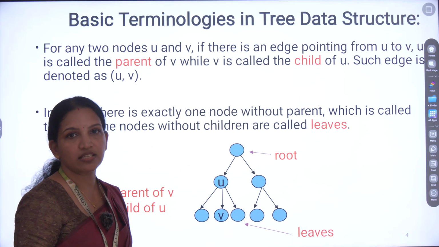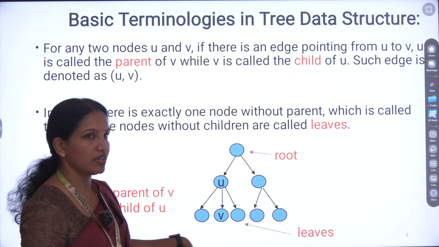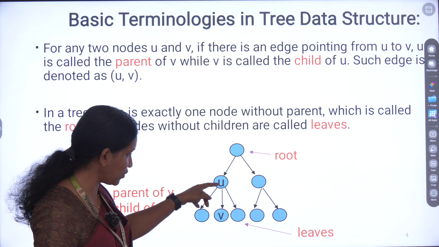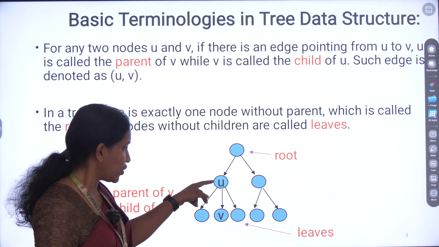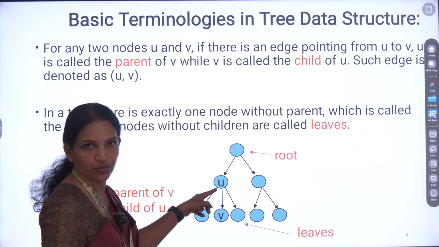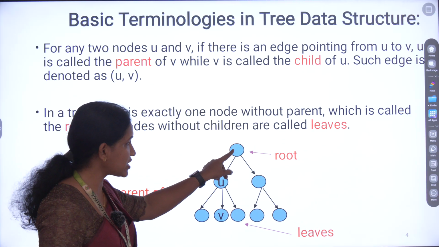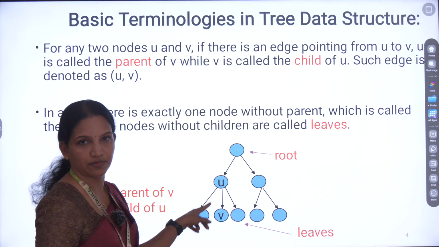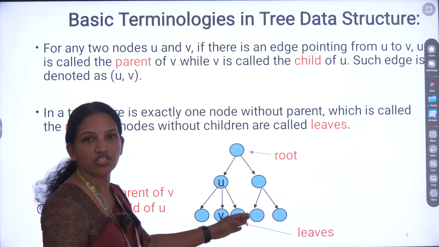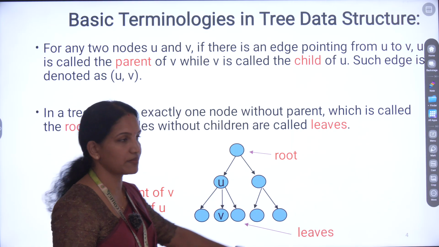Now we'll see some basic terminologies in tree data structure. Here we have a tree and there are two nodes marked as U and V. There is an edge from U to V, which means that U is the parent of V and V is the child of U. And also there is a node without parent. This specific node is known as the root of the tree. And there are a set of nodes which don't have any child nodes. Such nodes are known as leaf nodes.